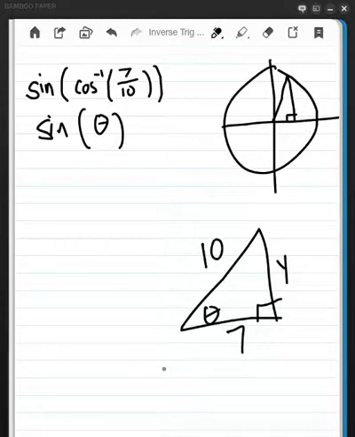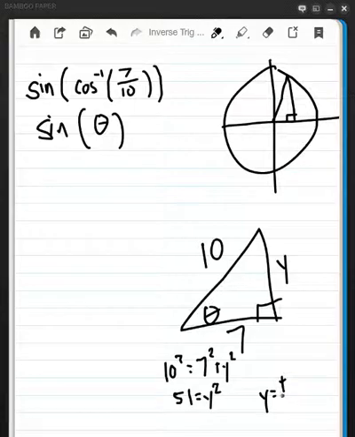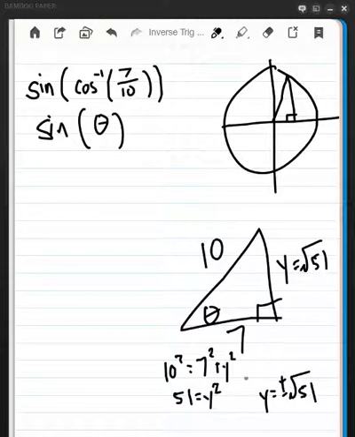We can figure out what it is using the Pythagorean theorem. 10 squared is equal to 7 squared plus y squared. So this is 100, this is 49. If you subtract them from both sides, you get 51 is equal to y squared. So y is equal to positive and negative root 51. Depending on which quadrant this triangle is in, y could be positive or negative, but because we're in the first quadrant, my y values are all positive. So this is positive root 51.